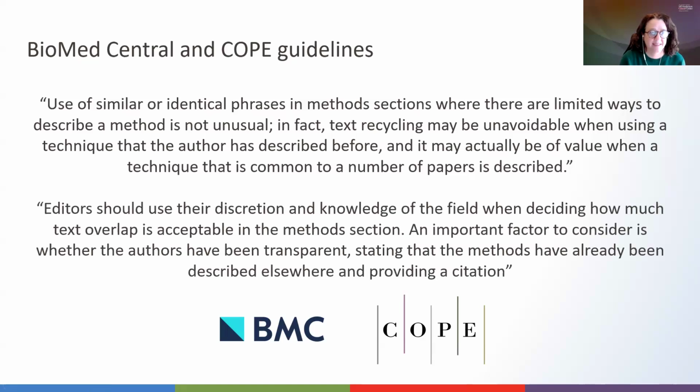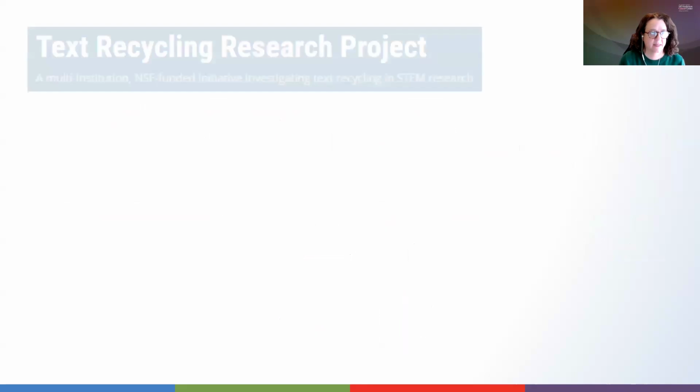So BMC and COPE advise that editors use their discretion and knowledge of the field to decide how much text overlap is accepted. And the key here, as with almost everything in scientific publishing, is to be transparent. So authors should alert journals that there is some recycled text, state that these methods have been used or described elsewhere, and then cite them appropriately.